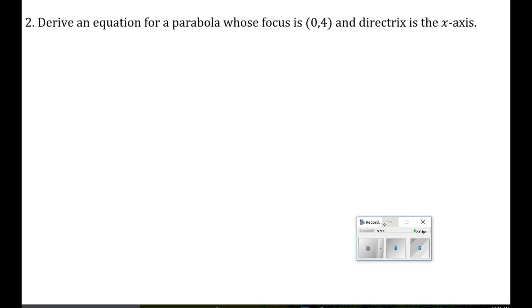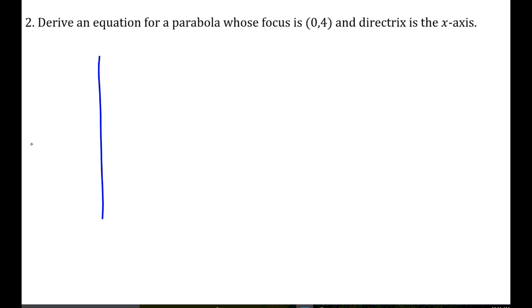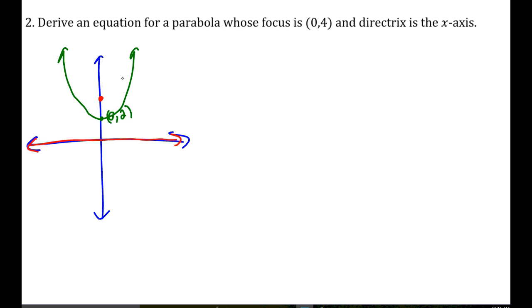Number 2, derive an equation for a parabola whose focus is (0, 4), and directrix is the x-axis. It's essential that you draw a picture of this to figure out how to get this equation. So the directrix is the x-axis, and the focus is (0, 4). So if I sketch the parabola, I know its vertex is here at (0, 2), because that's halfway between the focus and the directrix. And then the parabola opens up, because it traps the focus inside.